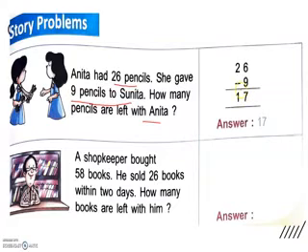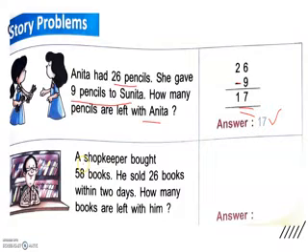Taking away, subtraction is a process of taking away. So 26 minus 9. How many pencils are left with Anita? To find how many pencils are left, you have to subtract 9 from 26 and we will get 17 as the answer. Similarly, we can do the rest of the problems.